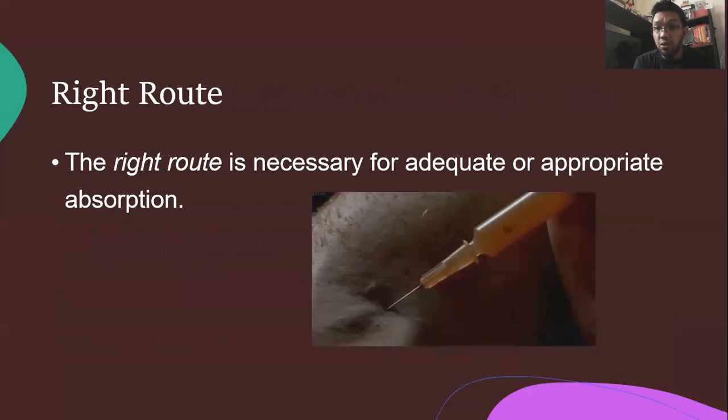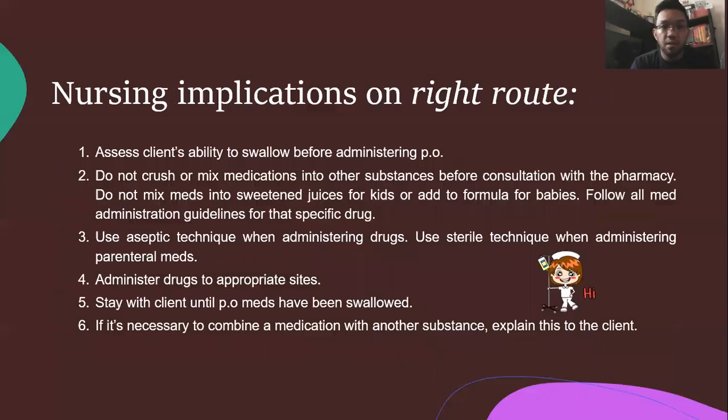Next is the right route. The right route is necessary for adequate and appropriate absorption. So we nurses need to know the basics of the routes of administration. And there are certain nursing implications about this. Number one, we need to assess the client's ability to swallow before administering oral drugs. Because if the patient is a stroke patient, for example, then there will be a problem in the administration of oral drugs.